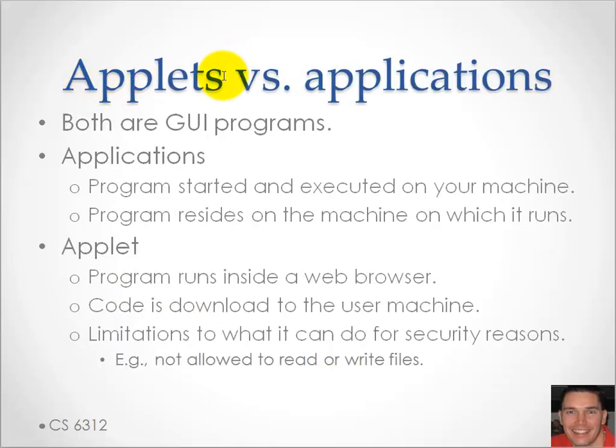Now, I do want to mention here, applets versus applications. Both are GUI programs. Applets are programs that run inside a web browser. So that code, when you go to that website, is actually downloaded in your web browser and executed there. Applets do have limitations on what they can do. Most of that is for security reasons. Whereas an application is a program that's started and executed on your machine. So you download that and install it on your machine and then you execute it. We will be concentrating on just writing Java applications.